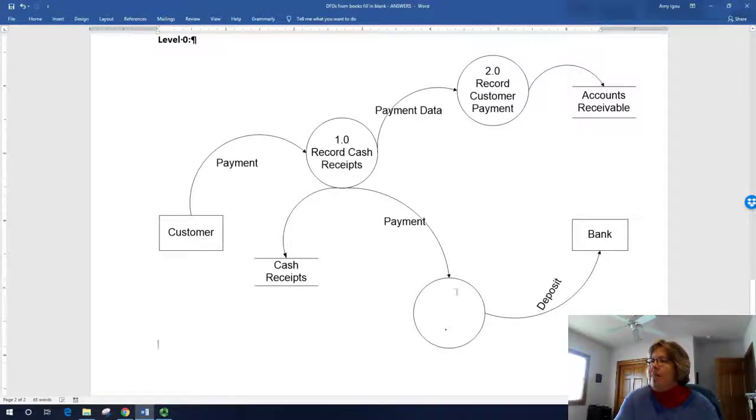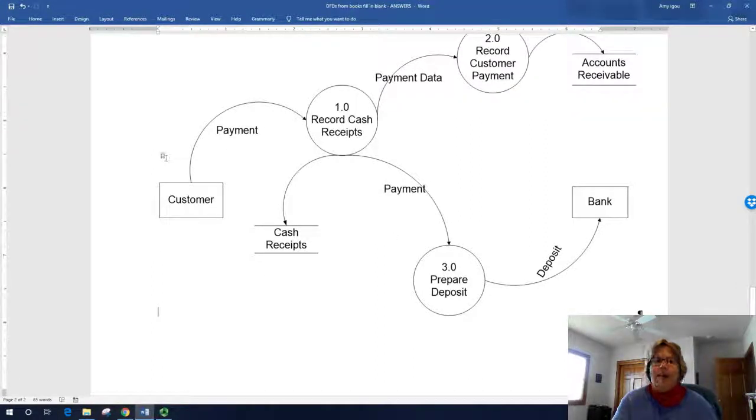Now here we have the payment. This is the actual payment versus just the data. The data is some memo or remittance data that says we received customer XYZ's payment of $100, whereas this is the actual $100, and we're taking this to the bank. So this would be something like prepare deposit, create deposit slip, things like that. We're going to actually call it prepare deposit. All right, so that actually is our answers for this session.